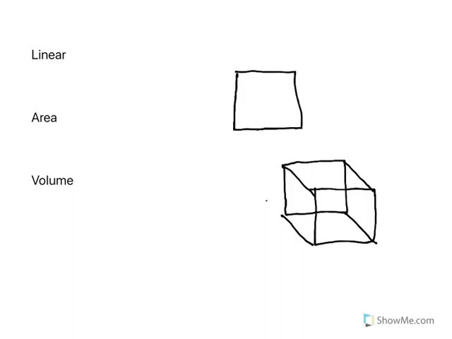Let's say that we have a square that is 4 feet by 4 feet. Obviously, if we wanted to determine the perimeter, we know it's a square, so all of the sides are equal distance. Perimeter would be 4 plus 4 plus 4 plus 4, 16 feet.